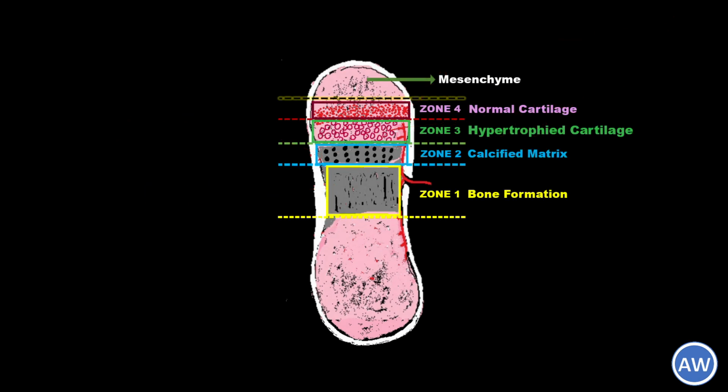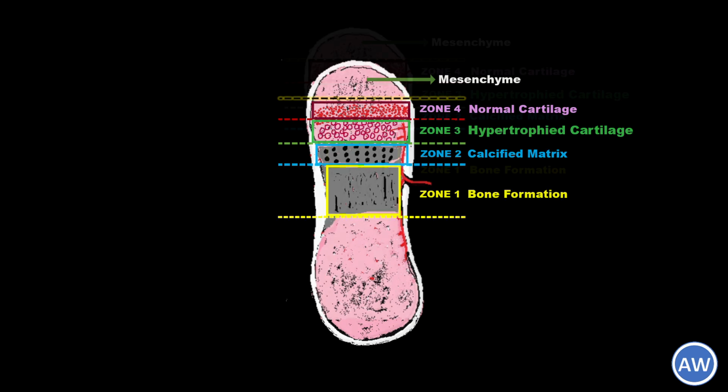Here, zone 1 shown in yellow is the zone of bone formation. Zone 2 shown in blue is the zone of calcified matrix. Zone 3 in green is the zone of hypertrophied cartilage cells, and zone 4 shown in pink is the normal cartilage cells. Notice that above all these zones is the layer of mesenchyme. So the mesenchymal cells are still present in the area towards the ends of the bones.